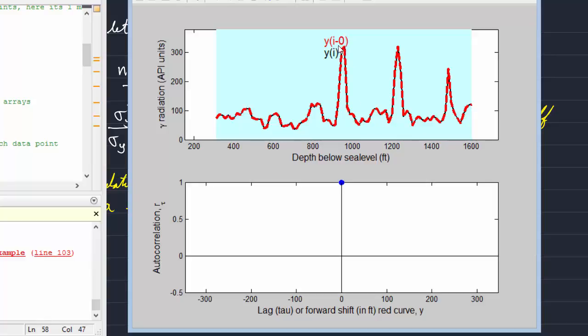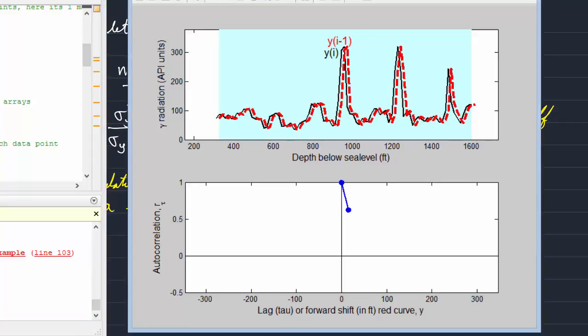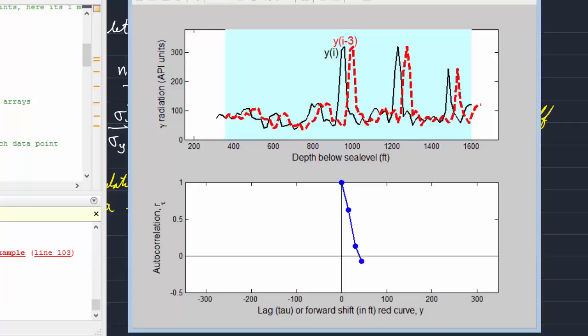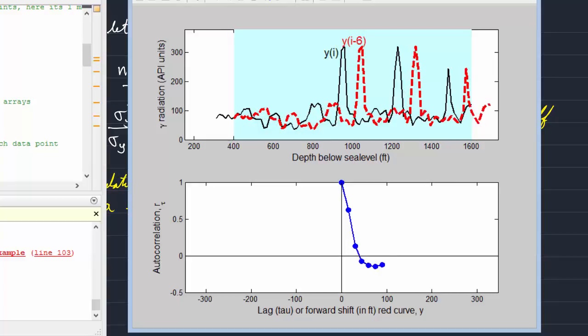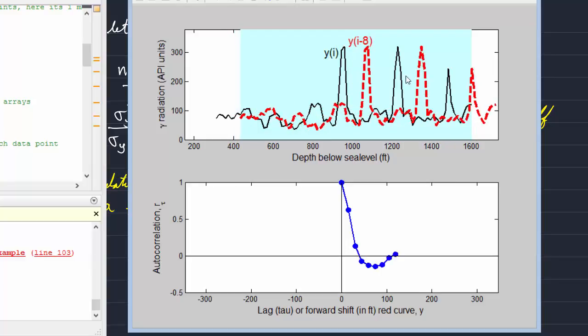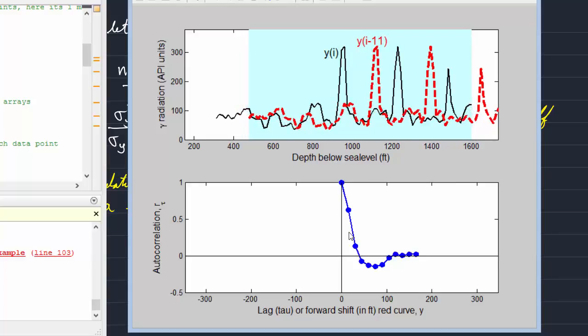So at zero lag, the two replicates of the data overlie each other perfectly, and so the correlation coefficient is identically 1. But as we apply a shift of the red curve, a forward lag so to speak, the correlation starts to drop. The correlation coefficient starts to drop, and it drops to a negative value. And as I continue to increase the lag, here the lag is 8, the lag of 9, etc. At a lag of say 9 to 11, the autocorrelation coefficient is very low.